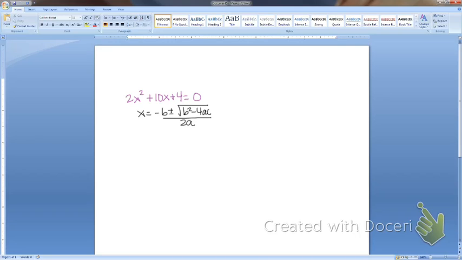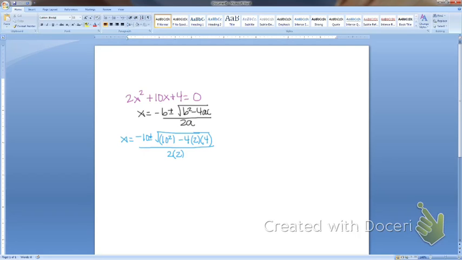I will not give you complex or imaginary solutions in this lesson because I think that's just doing too much for right now. So the opposite of b means negative 10, plus or minus the square root. B squared would be 10 squared, minus 4 times 2 times 4, all over 2 times 2.